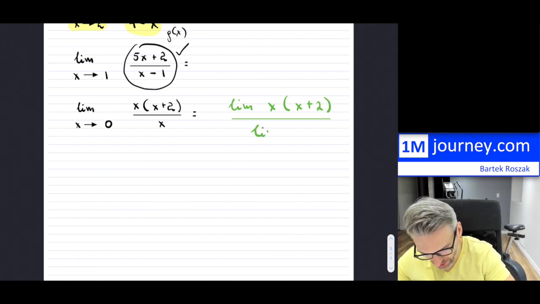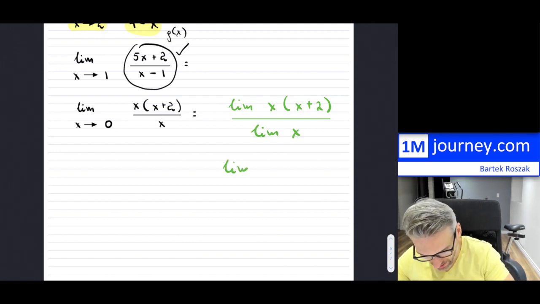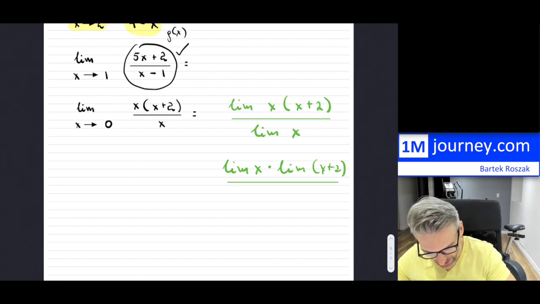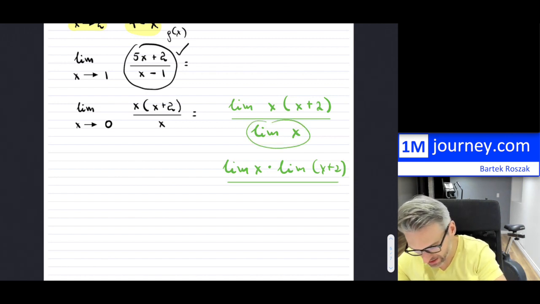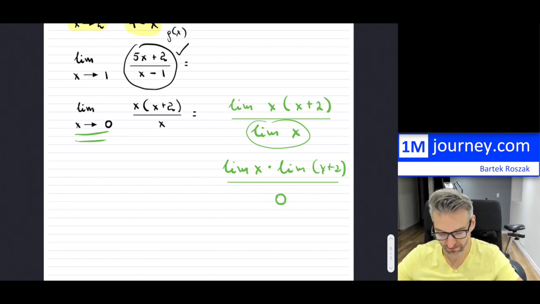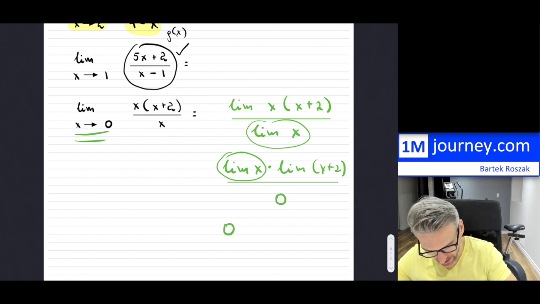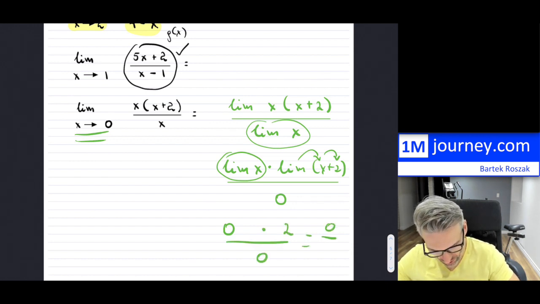So if I'm just blindly trying to do this, I would get that as I'm using the properties. Now I would get limit of x multiplied by limit of x plus 2. Now I do have a problem because limit of this as x is approaching 0, so now I know that I'm going to get 0 on the denominator. But I also will see that limit of x here also is 0, right? This limit, as it gets spread through here, would have been just 2. So what I get is this, which is really 0 over 0.